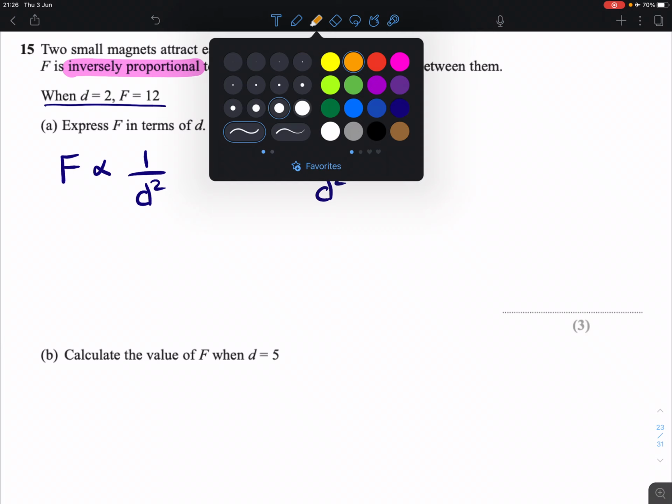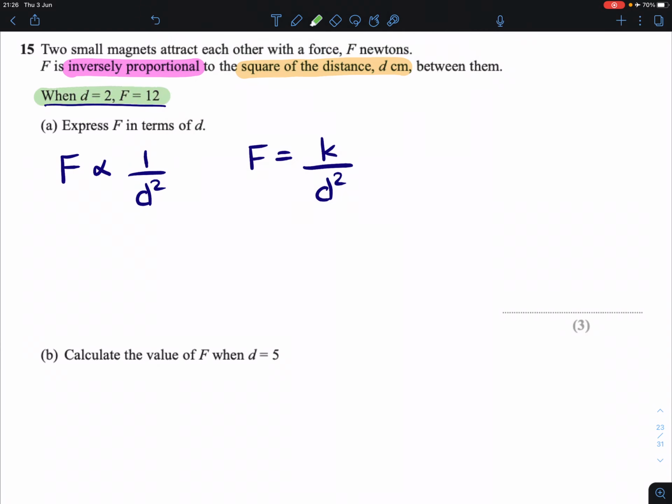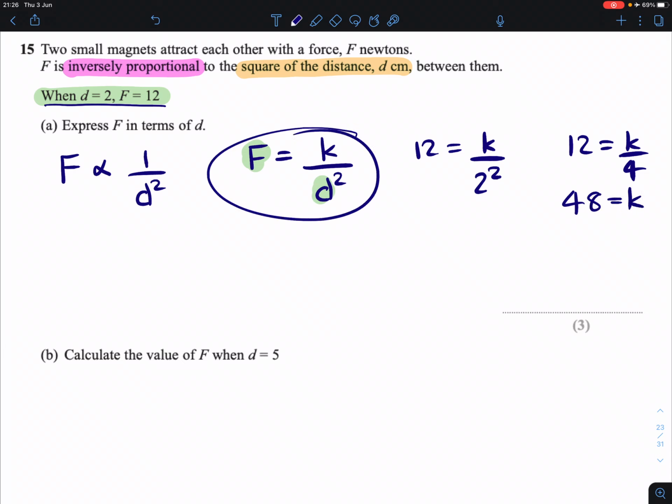The pieces of information that we've been given here, we use to sub in to figure out what our k value is. So subbing them in, we're going to have 12 for F, k we're about to figure out, 2 for d and it's squared, which then becomes 12 equals k over 4, which if we multiply both sides by 4 ends up with k is 48. Now what we need to do is quote our formula, except we know what k is now. So F equals 48 over d squared.